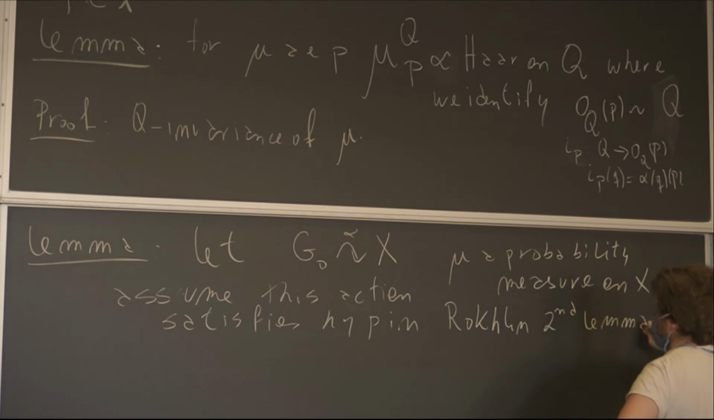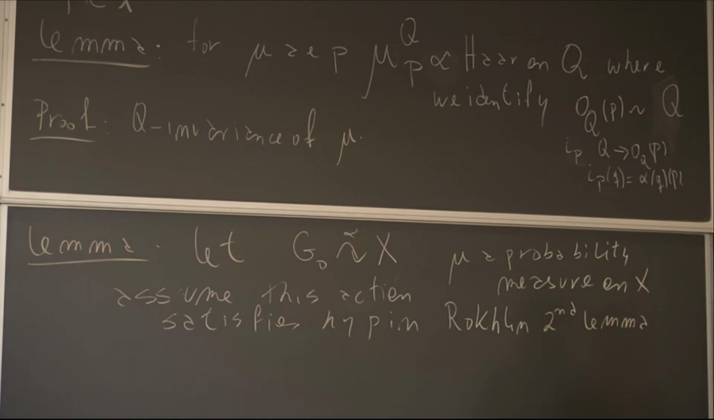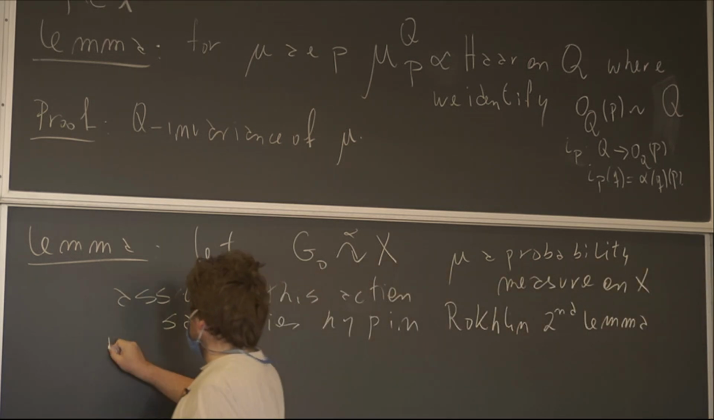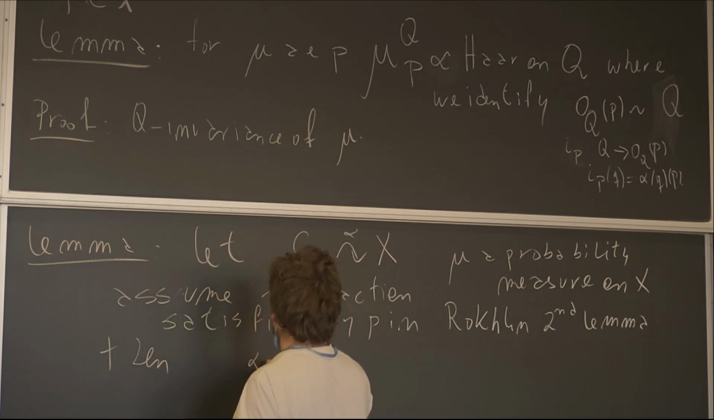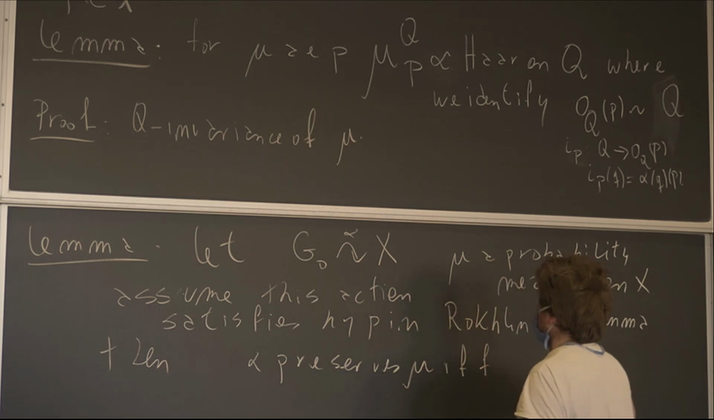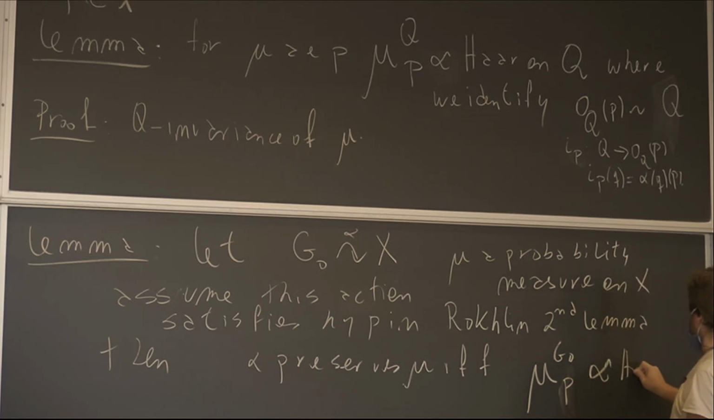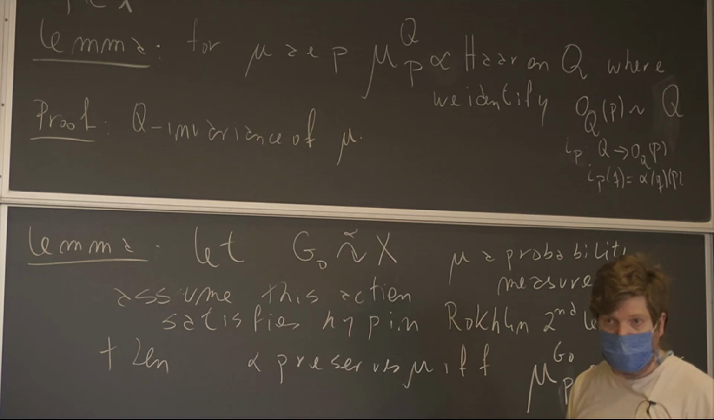And remember, the hypothesis is the fact that you have long tubular neighborhoods for the orbits. Then alpha preserves mu if and only if mu G naught P is equivalent to Haar on G naught for almost every P. So we're using this in the case G naught equals Q, but that's a completely general statement. Preserving a measure is the same as the conditional measures being the Haar measure on the corresponding place.